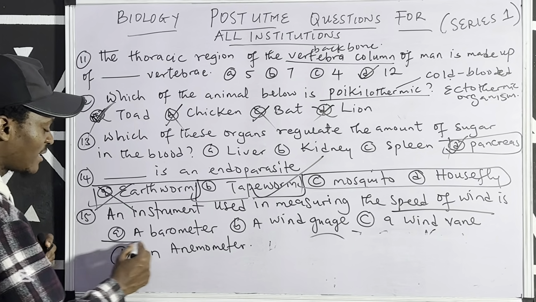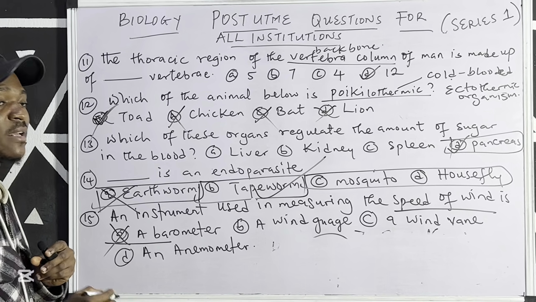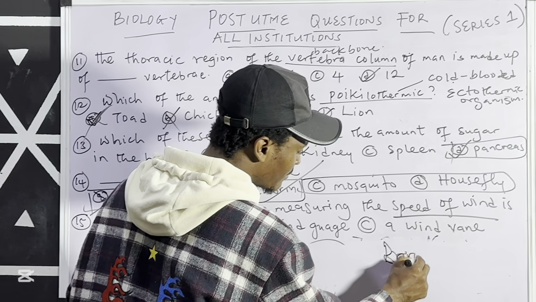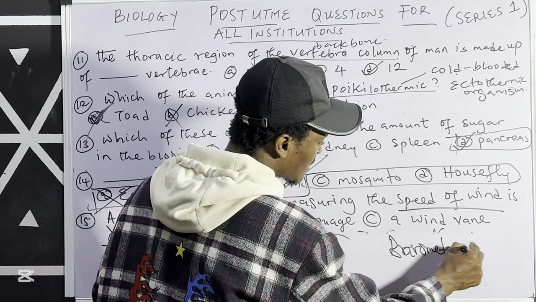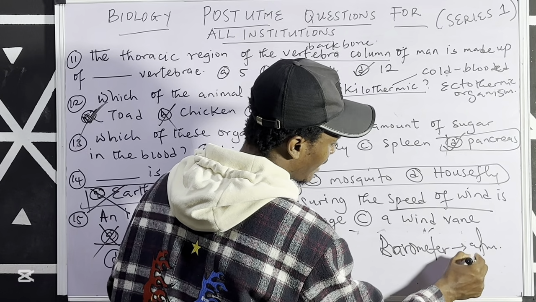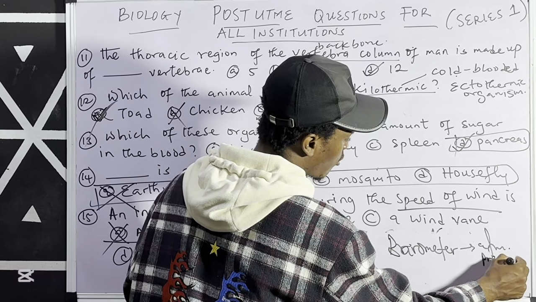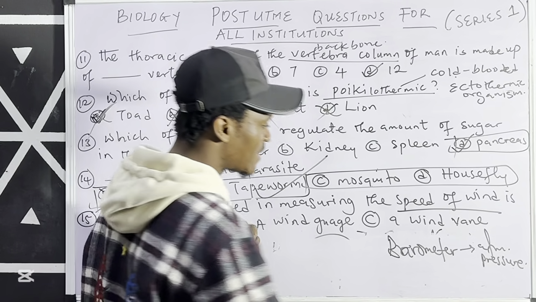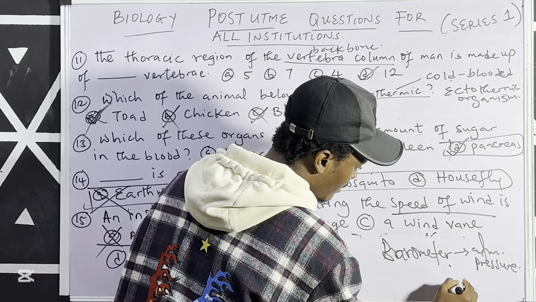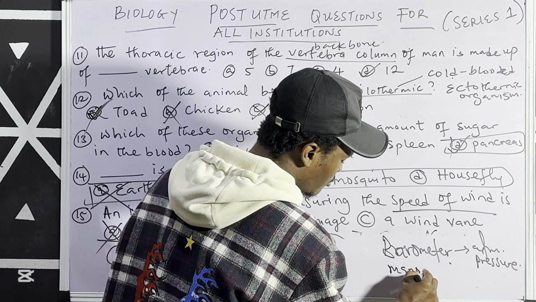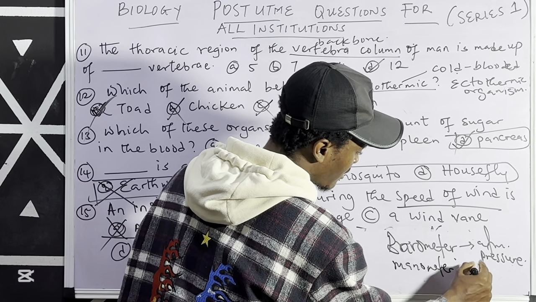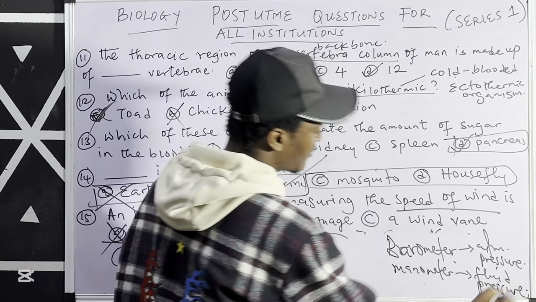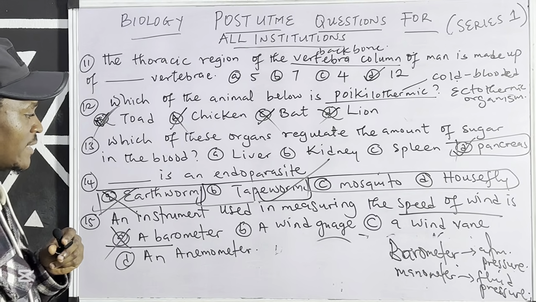A, barometer. This is very wrong, because barometer is used for measuring atmospheric pressure. Atmospheric pressure, that's the work of barometer. Then the one that is used in the measurement of fluid pressure is manometer. So we have manometer, which is used for measuring fluid pressure. You can find this even in your physics lessons on pressure.